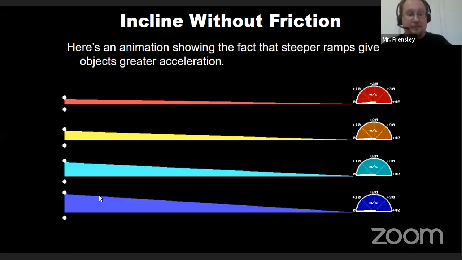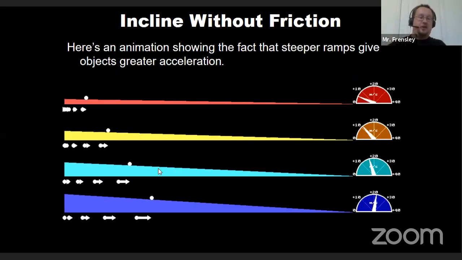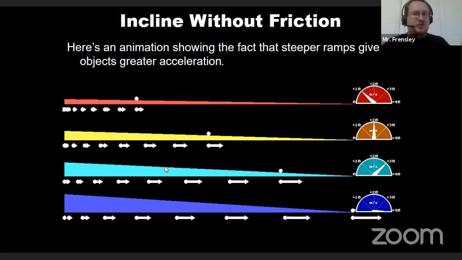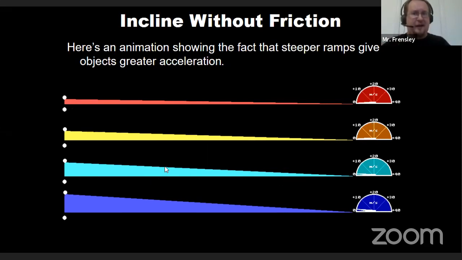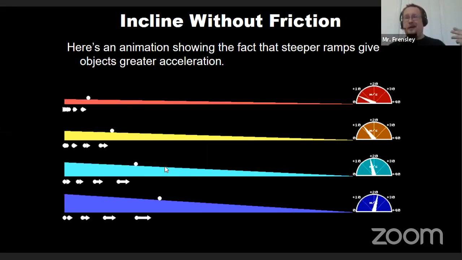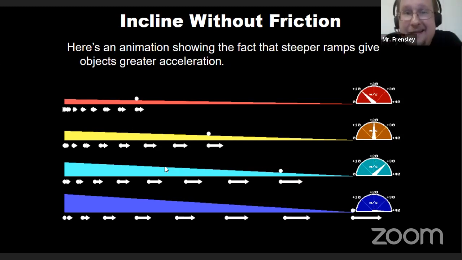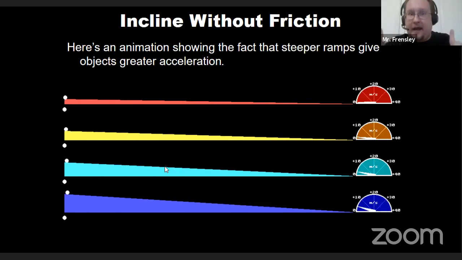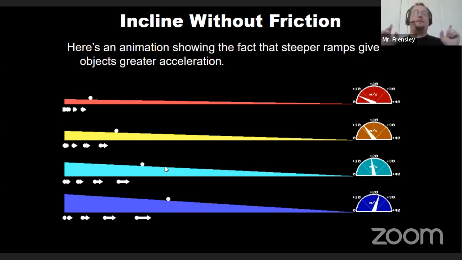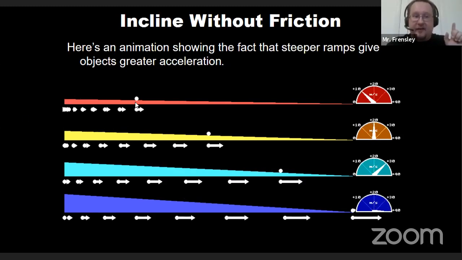So now I'm going to talk to you about friction. But first I want to show you this nifty animation. You just saw that acceleration equals g sine theta. That means that the acceleration on an incline really only depends on how steep the incline is and the planet you're on. So this red incline is not very steep.